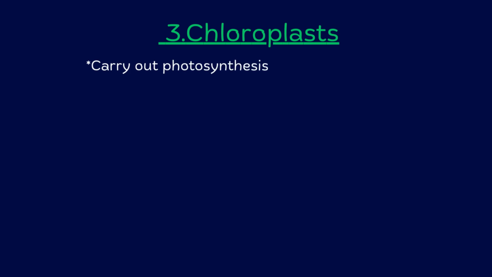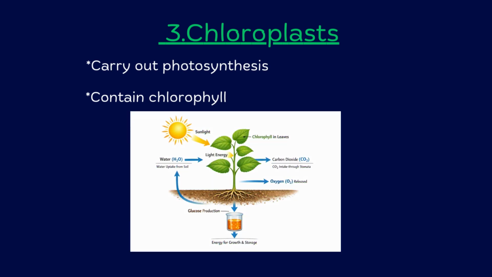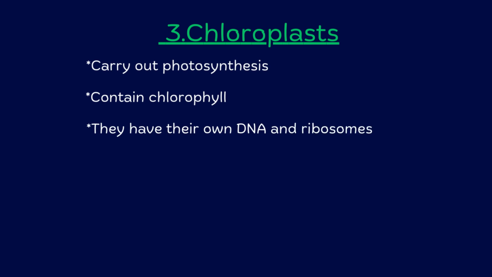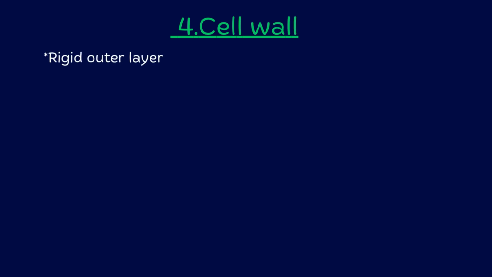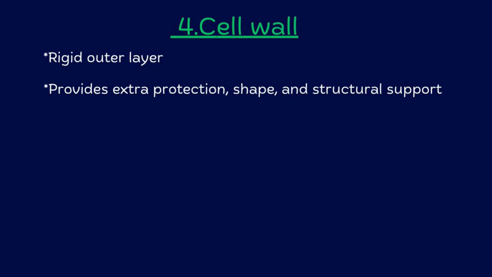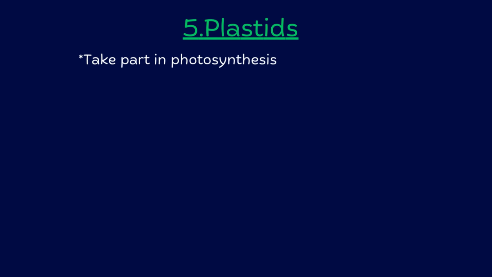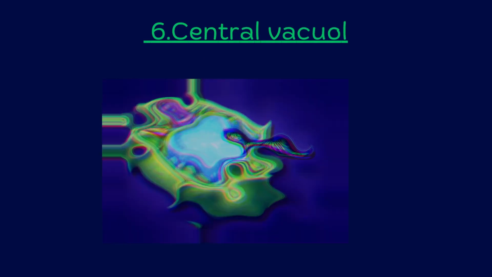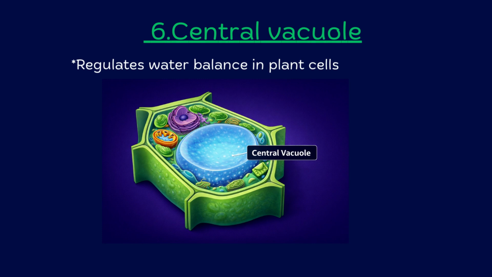Chloroplasts carry out photosynthesis. They contain chlorophyll, a green pigment that captures light energy. During photosynthesis, plants use carbon dioxide, water, and light energy to make glucose and oxygen. Like mitochondria, chloroplasts have their own DNA and ribosomes. The cell wall is a rigid outer layer that provides extra protection, shape, and structural support to the cell. Plastids take part in photosynthesis and store important substances.